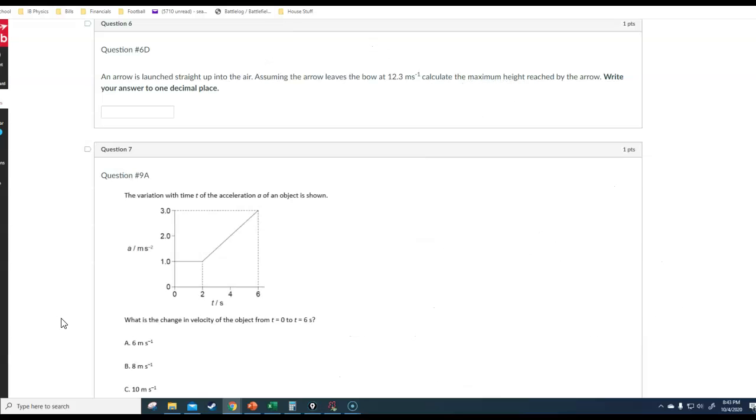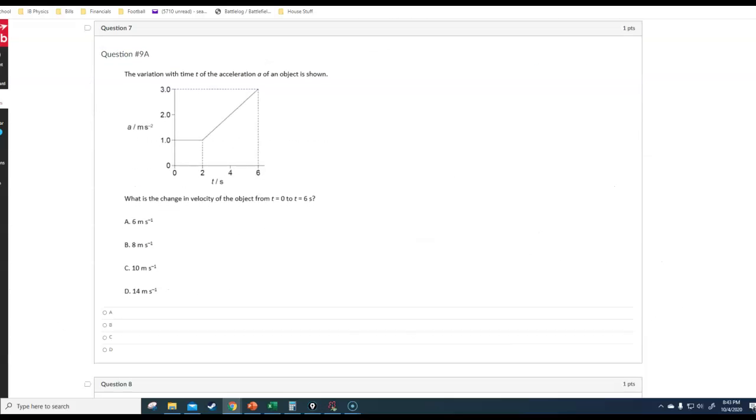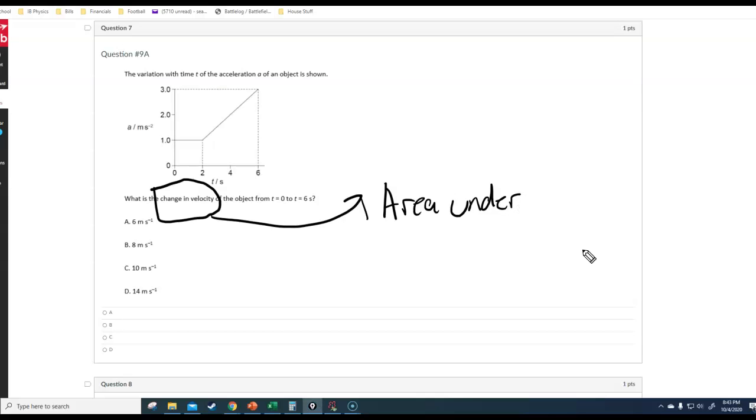Okay, next question. This one, they give us an acceleration time graph. They ask about the change in velocity. Change in velocity on an acceleration time graph is the area under the graph. If you watched the motion graph video and took good notes, you should know that. The area under an acceleration time graph represents the change in velocity. That was in that video.